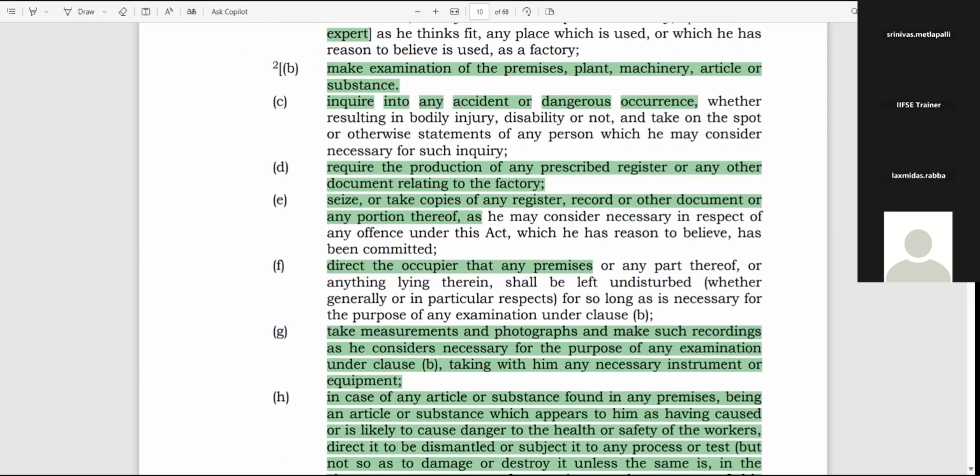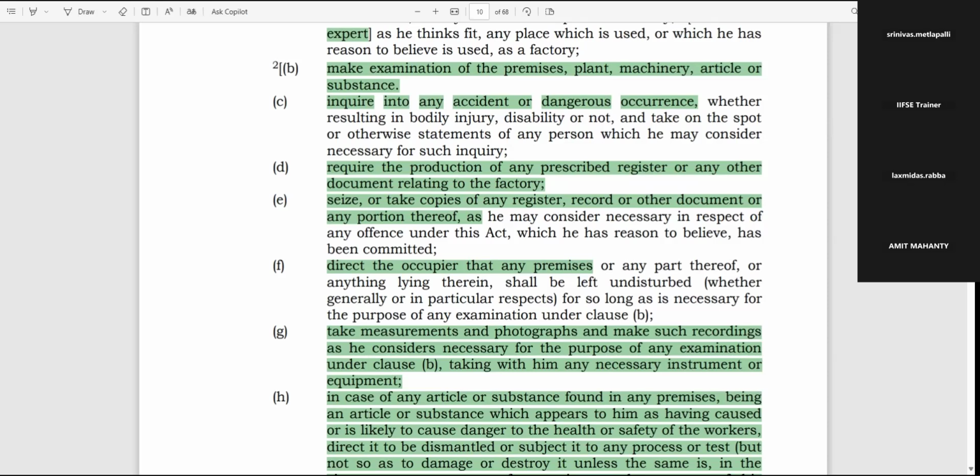Yes. Again, back to topic. Power to produce respect to the factory, except your laws or your product design, which are what you call intellectual property of the company, intellectual property of the factory. Other details he has authority to ask, seize or take copies of any register or record or other documents or any portion thereof he may consider necessary in respect of any offense under this act which he has a reason to believe has been committed. So you can seize a couple of the documents.